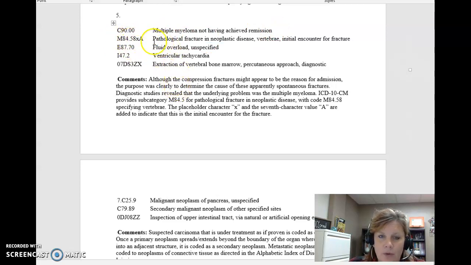A couple of you coded an S code here for fracture. Keep in mind the S code means that there was trauma or it was traumatic fracture, and that is not the case here. It states right in the thing that it was pathological. So we also have a fluid overload, which everybody did pretty well on that, and then the ventricular tachycardia.